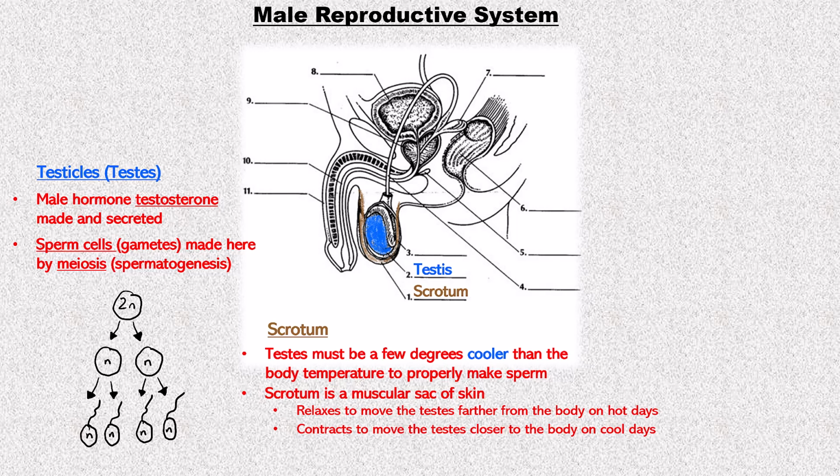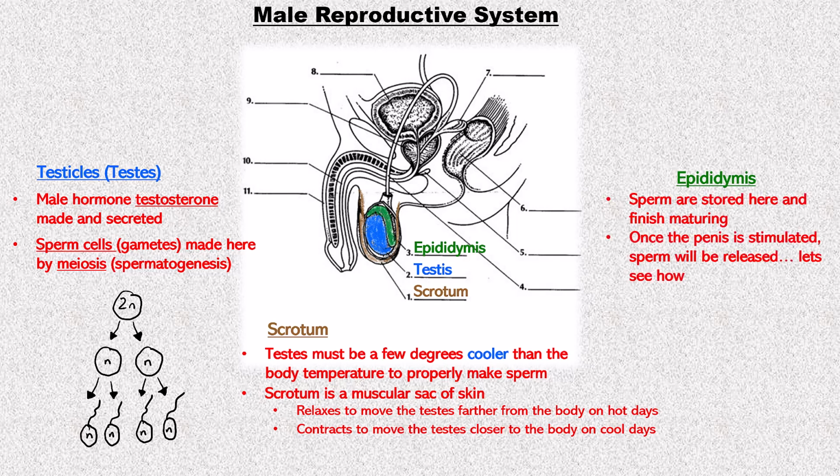While waiting to leave, the sperm will hang out in the epididymis. It's the area behind the testis. And the epididymis is where the sperm is stored and finishes maturing. And once the penis is stimulated, number 11, then the sperm will leave. Let's see how that's done.